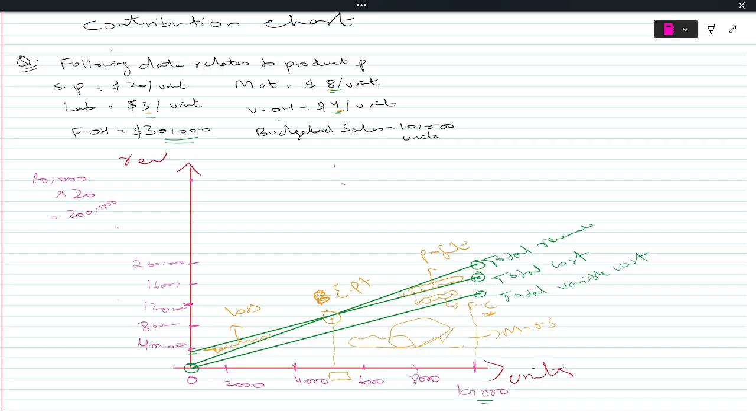So this is the contribution chart, and that is it for today's video. We'll continue with the last chart, which is the profit to volume chart, in our next video.